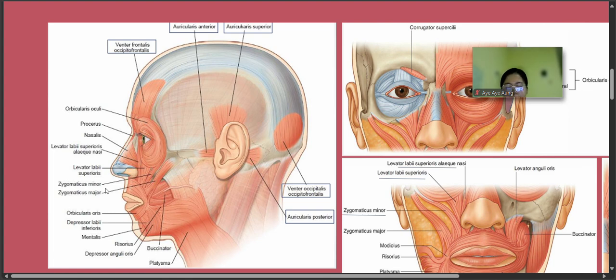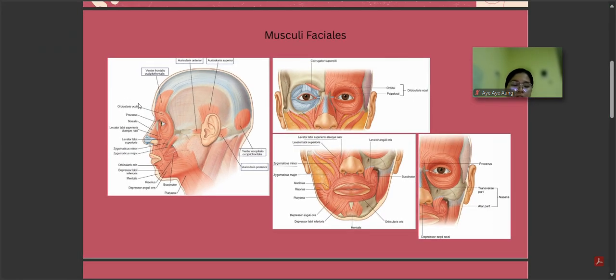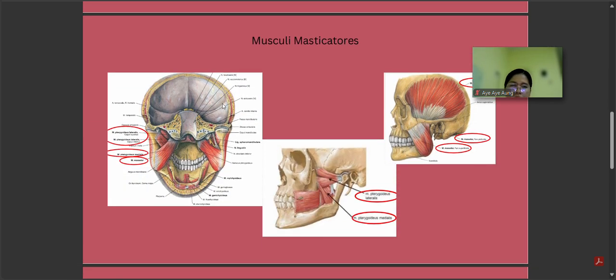And then the miscellaneous group. This group includes muscles like the occipitofrontalis, which raises the eyebrows and wrinkles the forehead. This muscle often spans larger areas and contributes to broader facial movements.